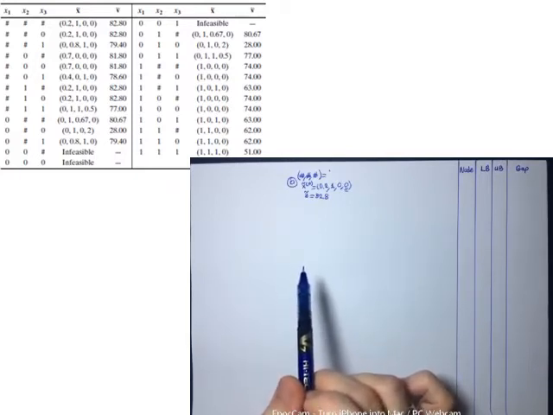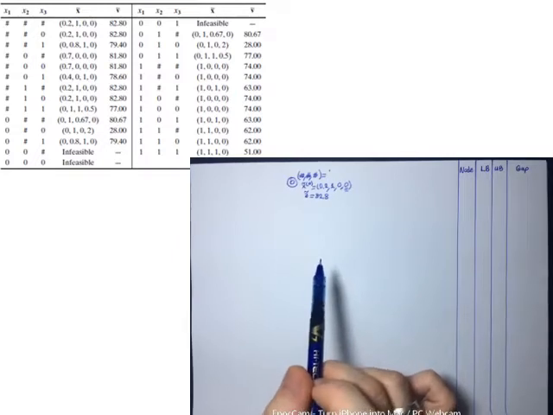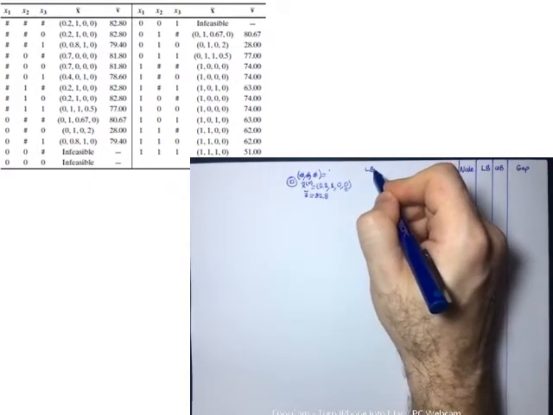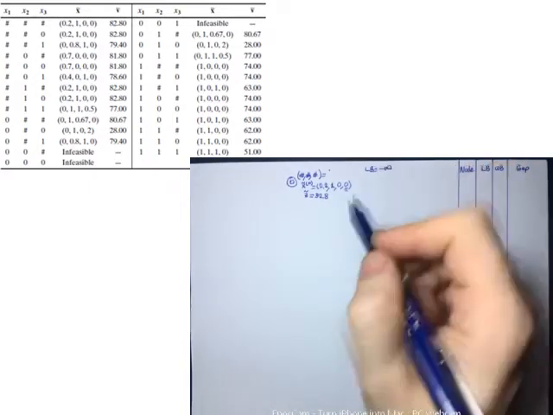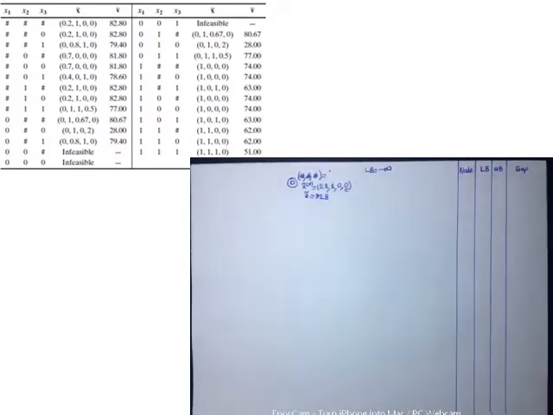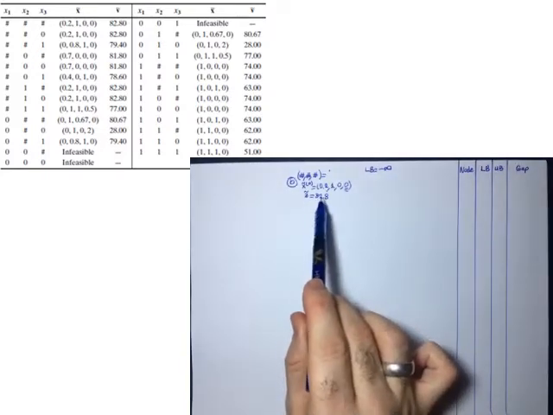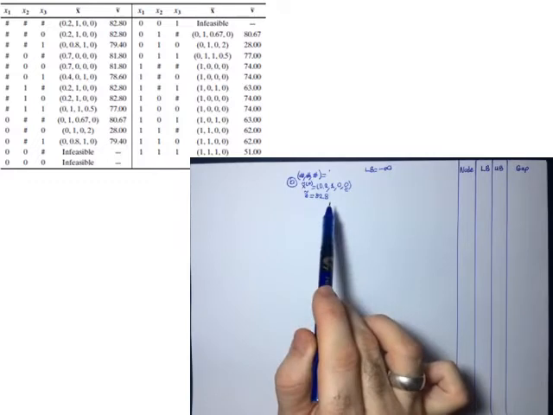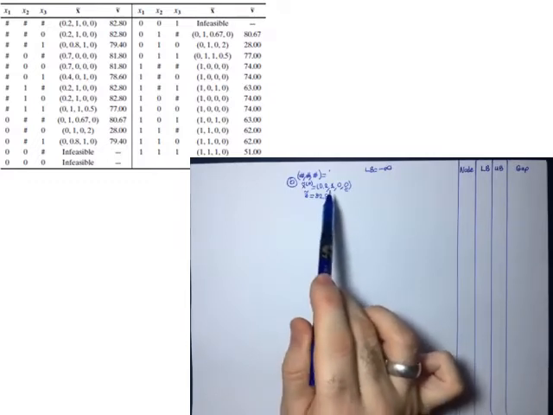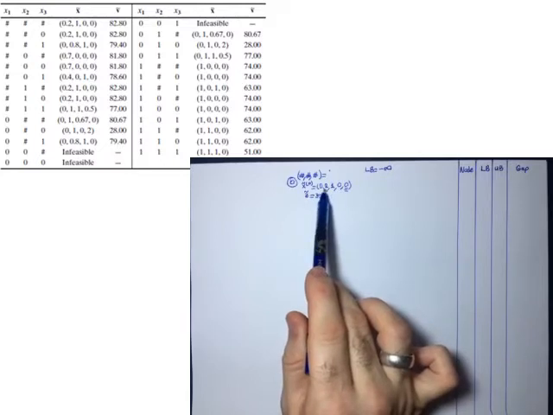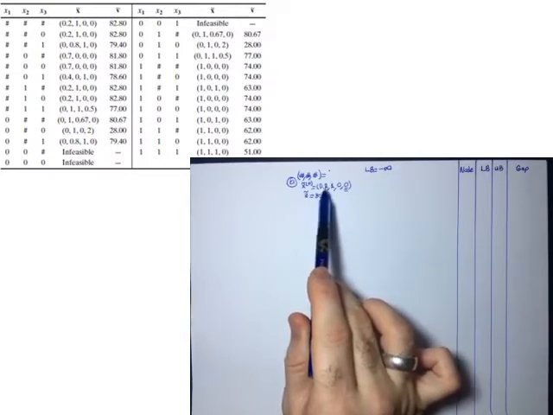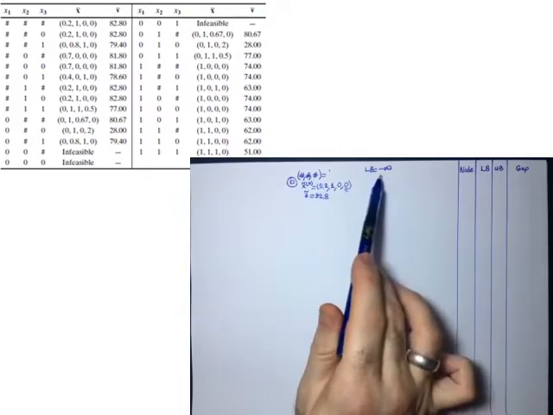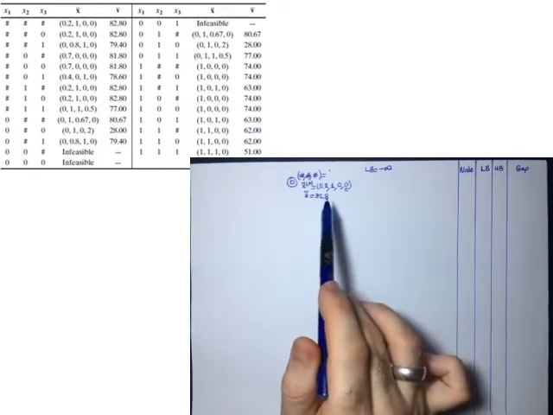But here, can we fathom? This is a maximization problem, and initially, remember, we set the lower bound for a maximization problem to minus infinity since we don't have any integer solutions. And the objective value of this solution is 82.8. We cannot fathom because of infeasibility because it's feasible. We cannot fathom because of optimality because the x1 value is non-integer. And we cannot fathom because of bound because the solution that we obtained here is better than our lower bound. So we need to branch.